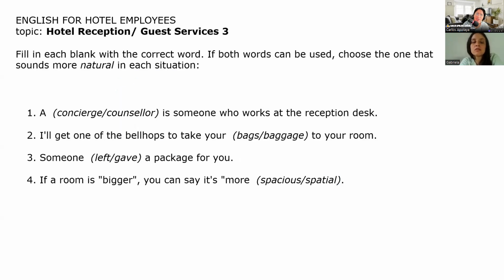Next. A concierge or a counselor is someone who works at a reception desk. A concierge. I'll get one of the bellhops to take your bags or baggage. Your bags. Remember that this is my baggage. Mi bolsito es mi baggage. Lo dejo en el aeropuerto. Perdón, este es mi luggage. Lo dejo en el aeropuerto. Cuando yo lo dejo ya se transforma en baggage. Cuando lo recojo se transforma en luggage.